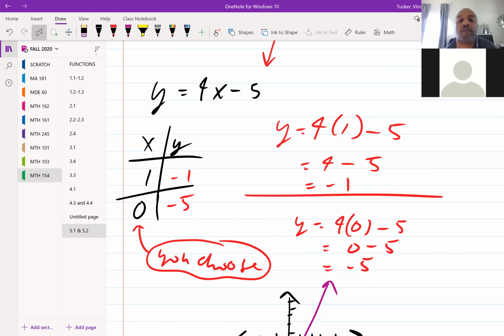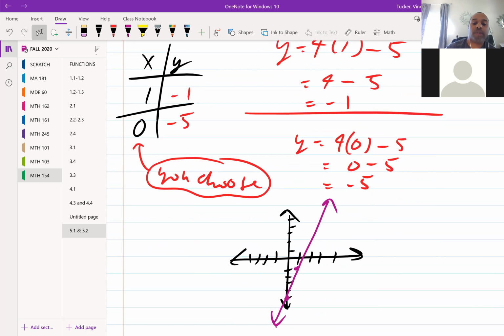So I'll plug in 1. 4 times 1 minus 5. That's 4 minus 5, which is -1. So when X is 1, Y is -1. Then plug in 0. 4 times 0 minus 5. That's 0 minus 5, which is -5. So when X is 0, Y is -5.